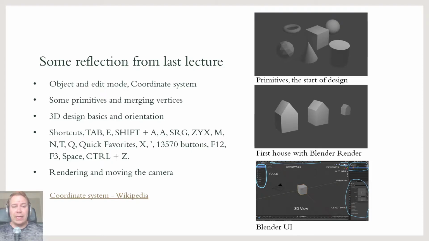So we went through object and edit mode, the coordinate system a little bit, how to coordinate in the scene, some primitives, and merging the vertices like we did in the house example. We went through a little bit of the orientation and how to see the 3D view and orbiting around it. We also learned to use shortcuts like Tab or E or Shift to orbit around the object. Also we learned about the axes, X, Y and Z coordinates, and F3 to search for functionalities. And then we had a little bit of rendering and moving the camera as well, but we will go through those again.